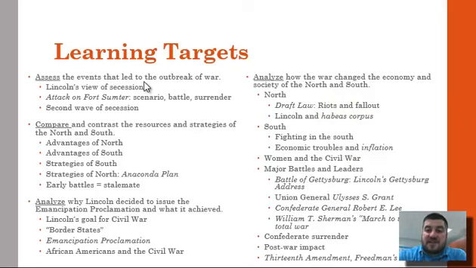Learning targets today are to talk about the events that lead to the outbreak of war, compare the strategies of the North and the South, talk about the middle of the war, the Emancipation Proclamation, and what was achieved, and analyze how the war changed both the North and the South. So let's go ahead and get started.